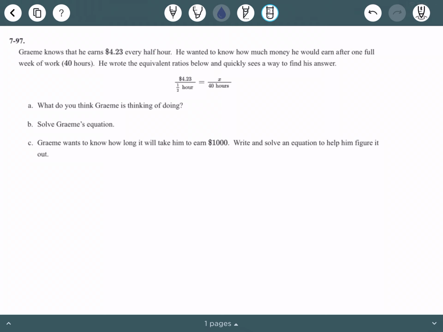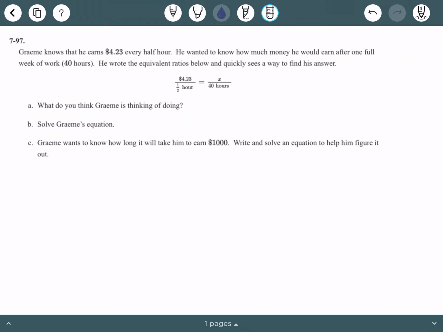All right, problem 797. Graham knows that he earns $4.23 every half hour. He wanted to know how much money he would earn after one full week of work, which is 40 hours. He wrote the equivalent ratios below and quickly sees a way to find his answer. Part A, what do you think Graham is thinking of doing?